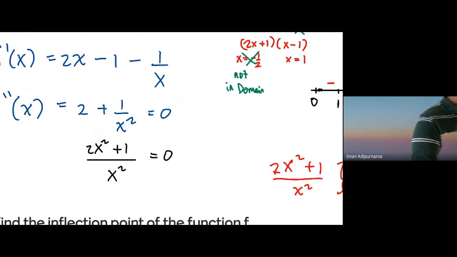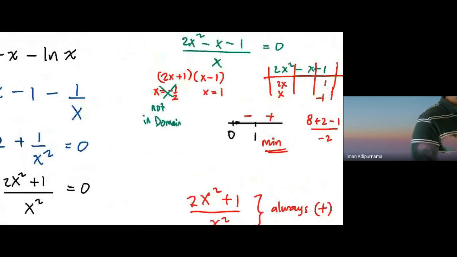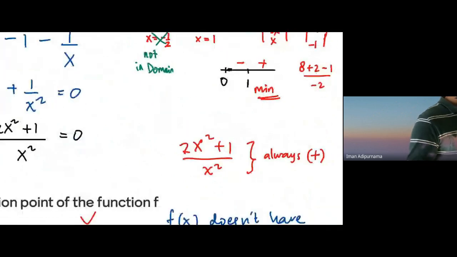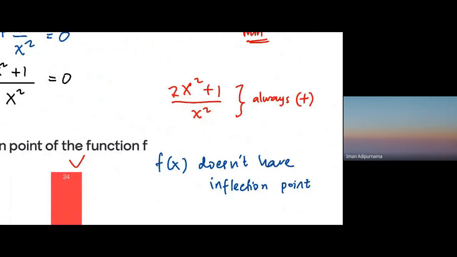Now, if we look here, this is always positive, right? It's always positive. Whenever you put in any x, it will always be positive. So the second derivative doesn't change from negative to positive or from positive to negative. So, as a reasonable explanation, it will not have an inflection point. But you can check, okay?